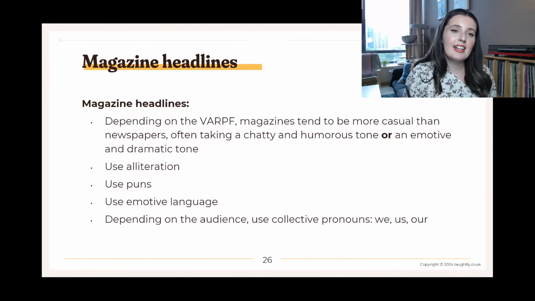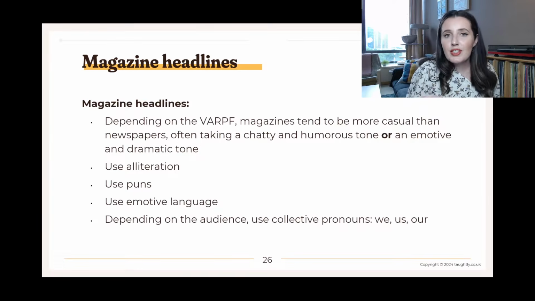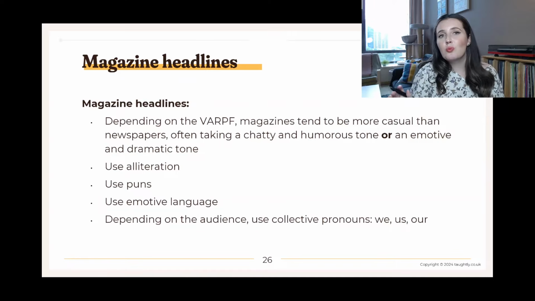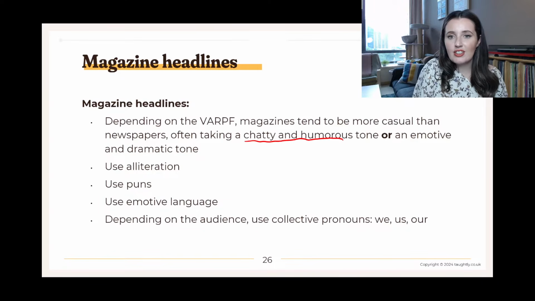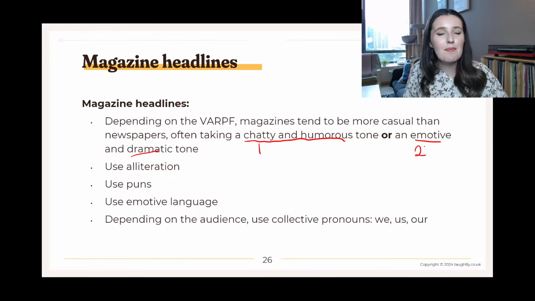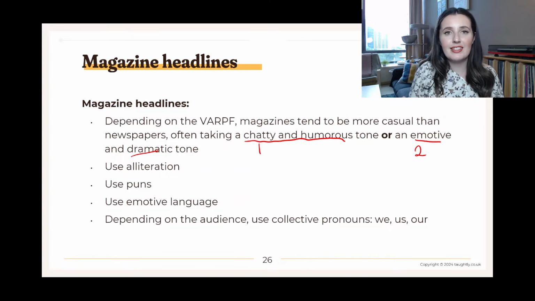Beginning with magazine headlines then. So this will depend on your VARP. Magazines do tend to be more casual than newspapers. They often take on one of two different tones. So the first tone is chatty and humorous, and the second tone is emotive and dramatic. So those are the two kinds of registers that most often are appropriate for a magazine article.